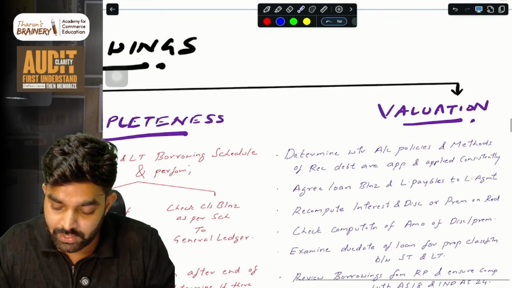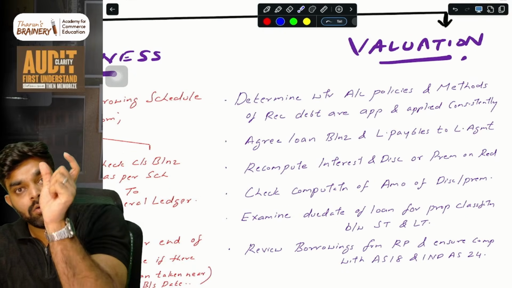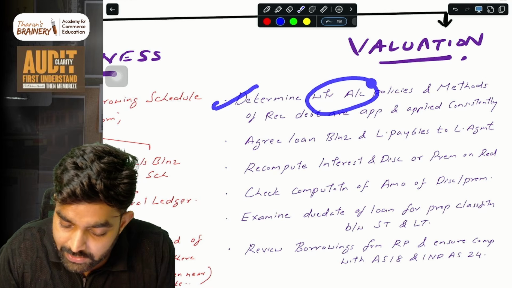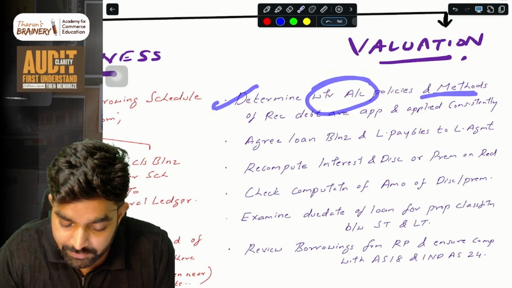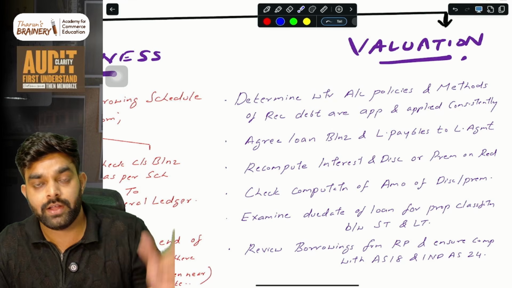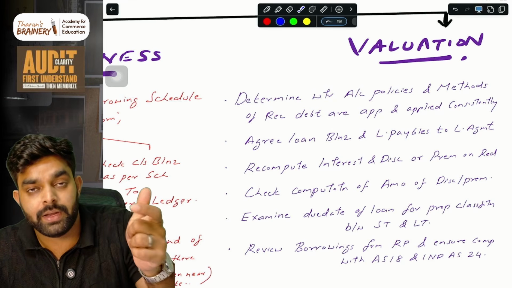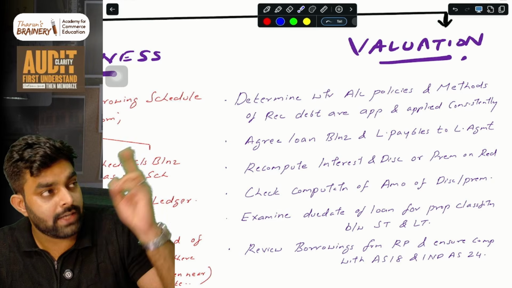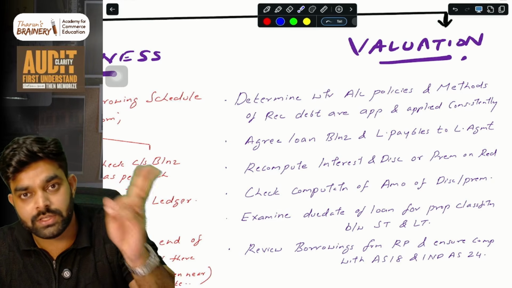Simple. Then valuation, that is, whether the amount shown for the loan is correct or not. How will you check the valuation? Determine whether accounting policies and methods of recording the debt are appropriate and consistently applied. What is the accounting policy the company uses to record the debt? Make sure it is proper, and second, that whatever policy they used last year, they are properly using in the current year also.